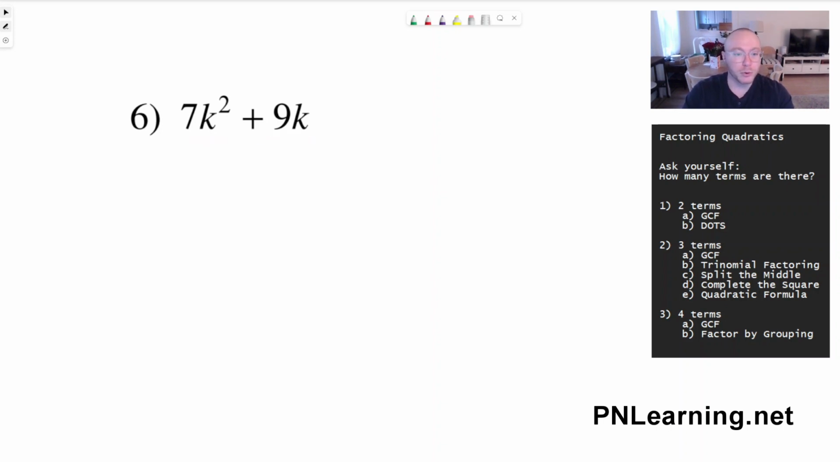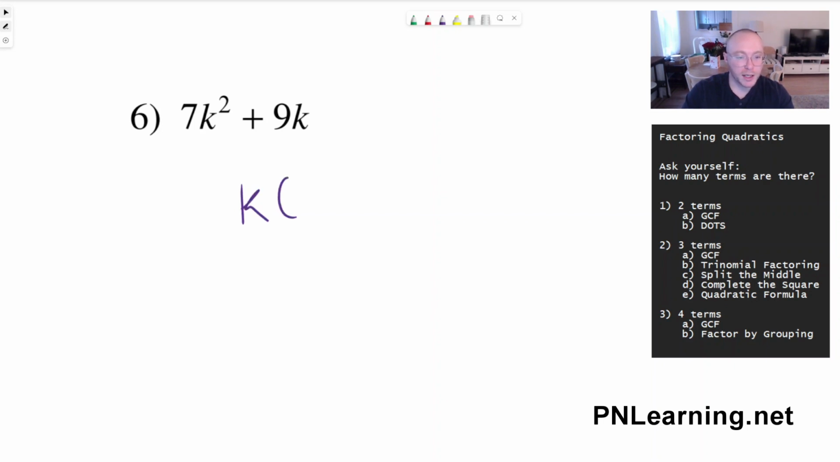Okay, so here's our first example with two terms, and this would be considered a binomial. What we want to do is look for a GCF first. You'll notice that in all of the methods I put in the little box, you're always looking for the GCF first. So in this case, 7 and 9 do not have common factors, but both of these terms have a k. So we're going to factor out a k here and see what would be left over.